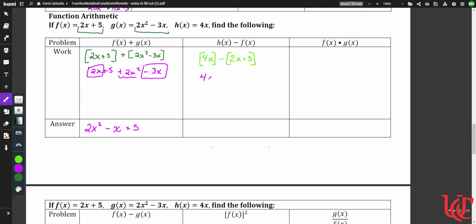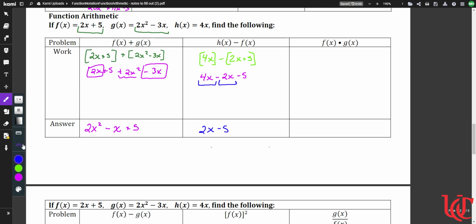So then we have 4x minus 2x. Negative 1 times 5 is negative 5. That is where things will usually fall apart, is we'll forget to change that last sign. Combining like terms, you have the 4x and the minus 2x are like terms, so you have 2x minus 5.